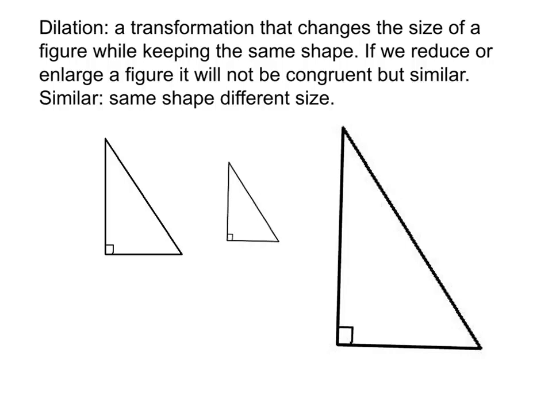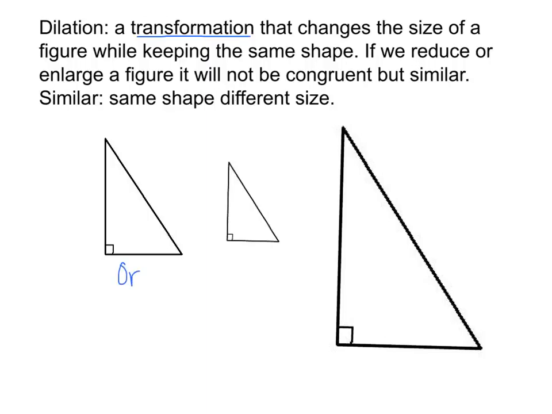A dilation is a transformation just like the other three we have talked about today. We talked so far about a translation, which is a slide, a rotation, which is a turn, and a reflection, which is a flip. A dilation, however, is a transformation that changes the size of a figure while keeping the same shape. If we reduce or enlarge a figure, it will not be congruent, but it will be similar. Remember, similar means same shape, but different size.